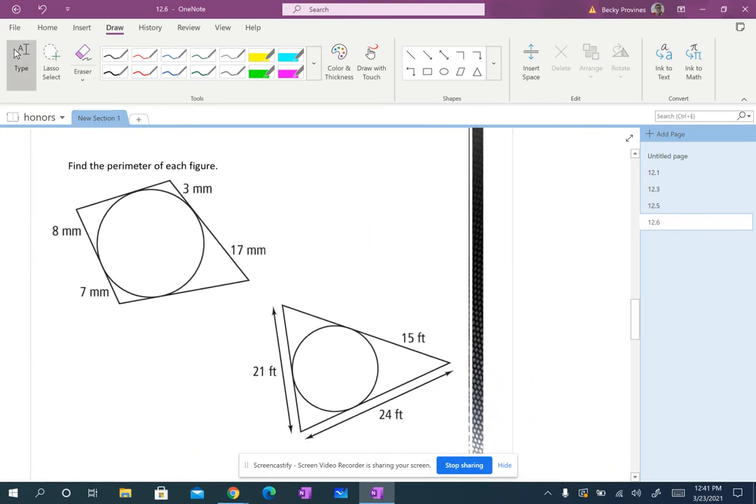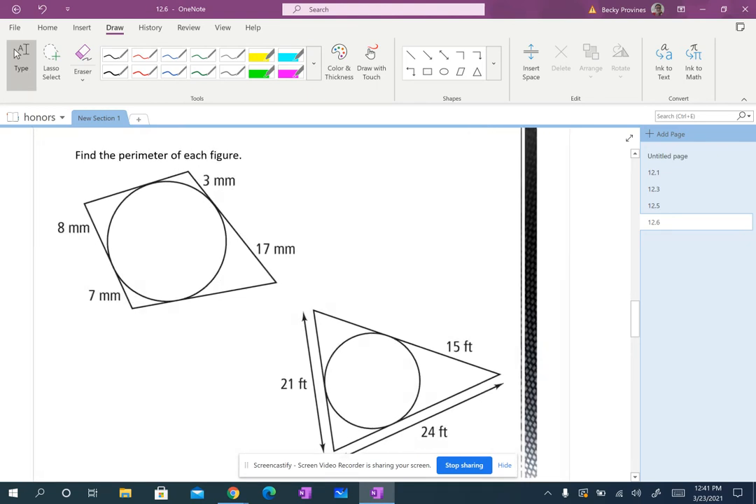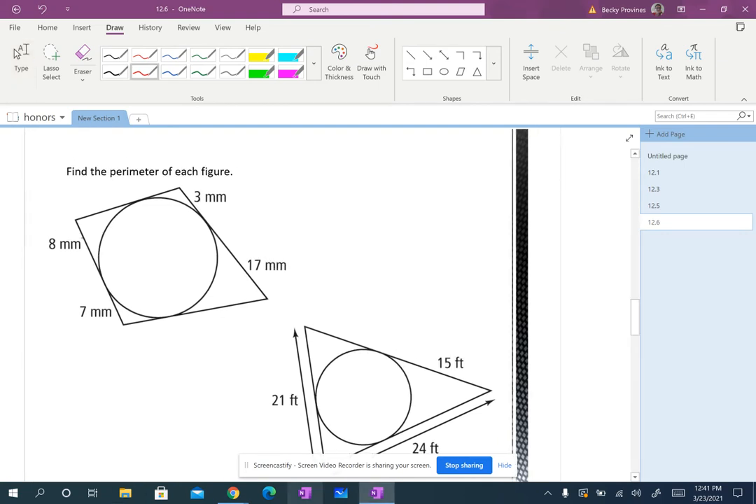Okay, so we have number 2 here. This is another party hat problem. Now, sometimes the party hat problems get more difficult, and I'll show you. This one looks pretty basic. These two are 8, these two are 3, these are 17, and these are 7. So let's add these up: 3, 3, 17, 17, 7, 7, 8, 8. So that is 70 millimeters.